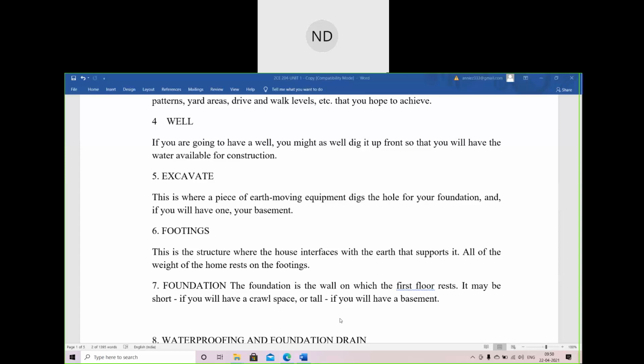88, foundation. Yes, ma'am. Just read it out. The foundation is the wall on which the first floor rests. It may be short if you will have a crawl space, or tall if you will have a basement.